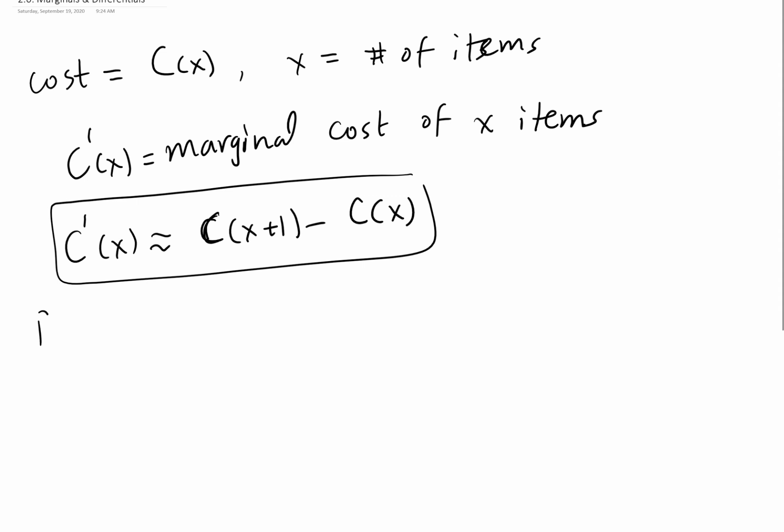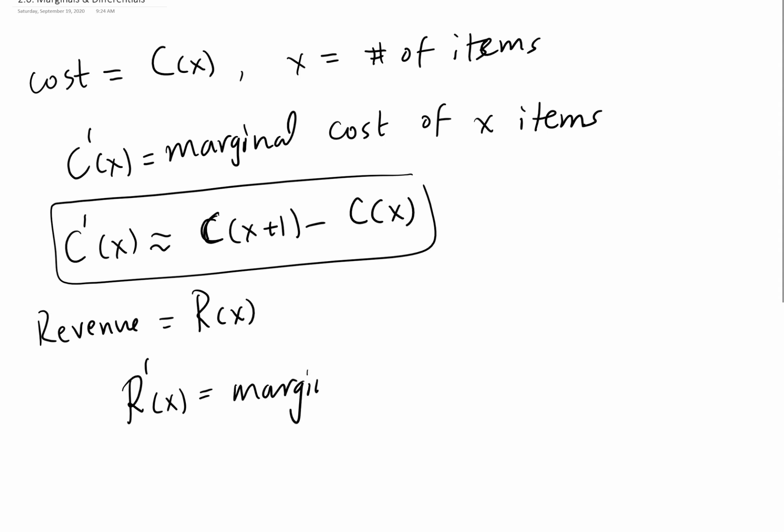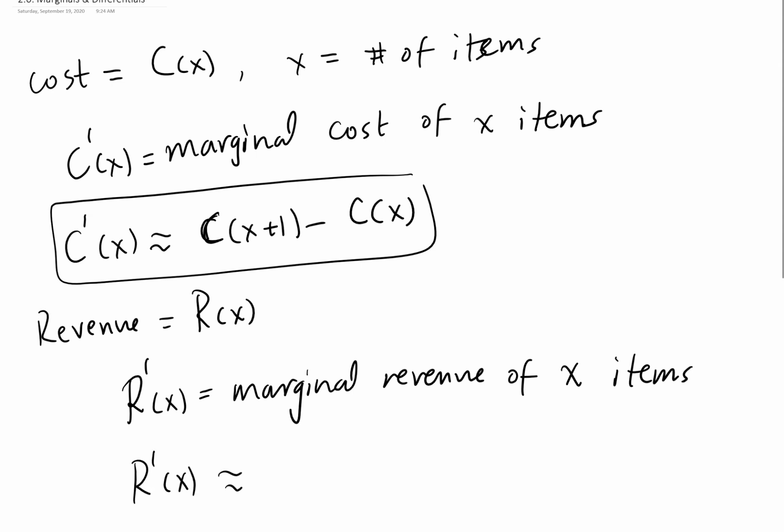Same thing with the revenue. Revenue, capital R of x, where x is the number of items. If we find R prime of x, this is called marginal revenue of x items. So R prime of x can be approximated by capital R of x plus 1 minus capital R of x.